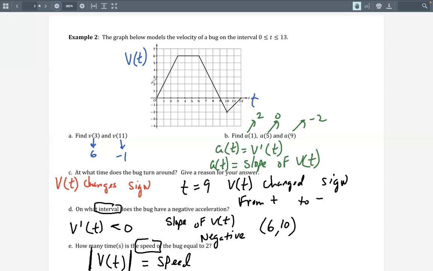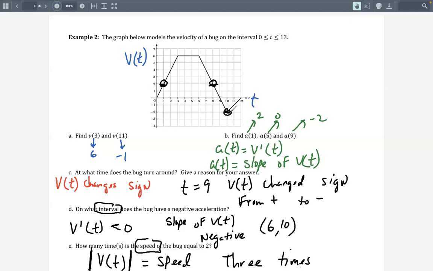So our velocity is 2 here, and our velocity is 2 here, but the velocity is negative 2 here. So there's 3 times in which the velocity is 2 or negative 2, which means the speed is just plain 2, just the magnitude, not the direction. So 3 times, 1, 2, 3. There are 3 times in which the speed of the bug is 2. Again, it means a velocity of positive 2 or negative 2.